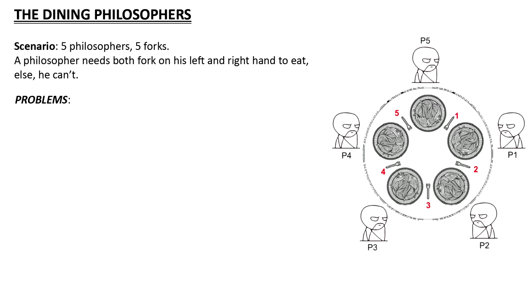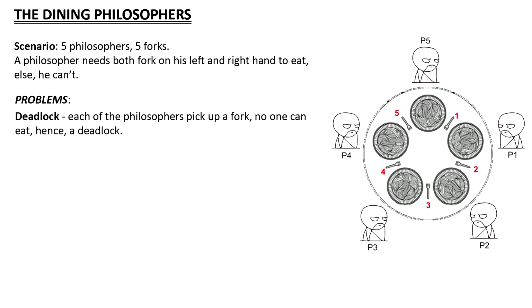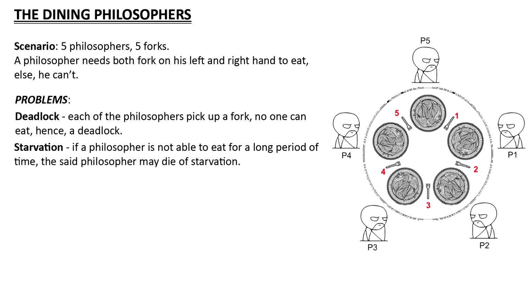Two problems can be encountered in the dining philosopher's problem. One is the deadlock. Each of the philosophers picks up his own fork, so no one can eat, hence a deadlock. Second problem is starvation. If a philosopher is not able to eat for a long period of time, the philosopher may die of starvation. There are a lot of possible solutions for the dining philosopher's problem.